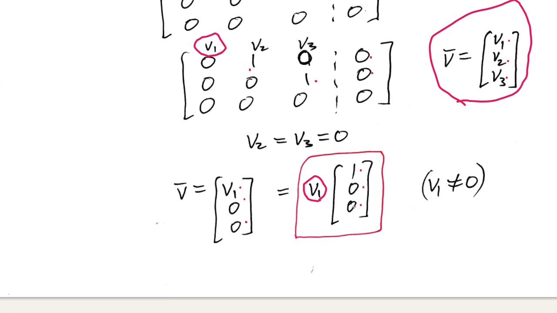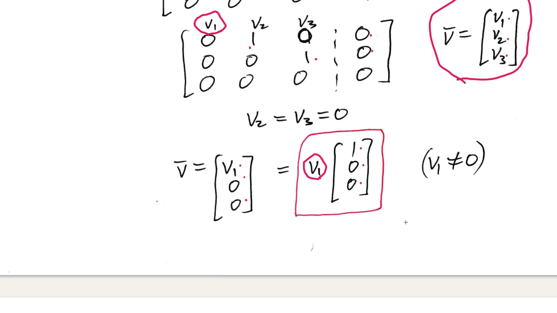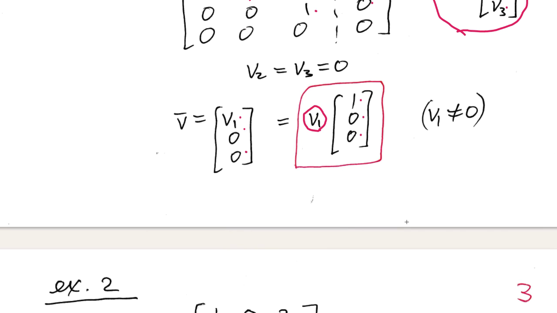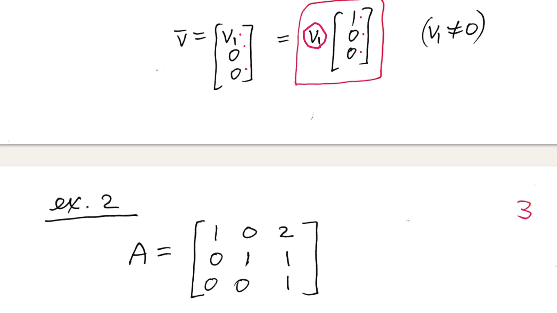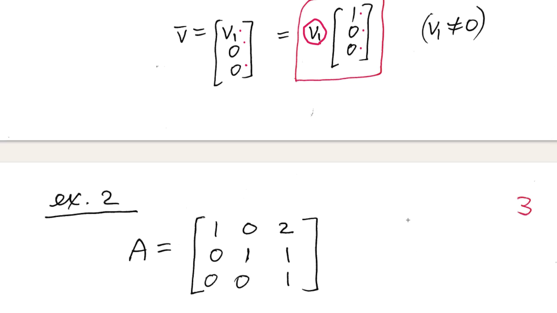Alrighty? So here I'm saying v1 better not be 0, though. Otherwise, you would get 0 for your eigenvector. And you can't have that, right? Eigenvectors are non-zero vectors. Okay? Well, anyways, let's go to this second example.